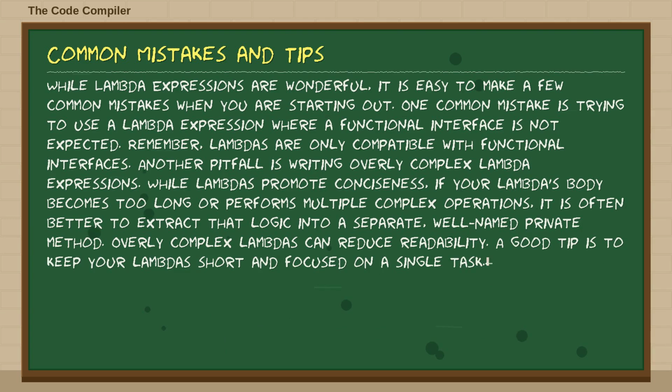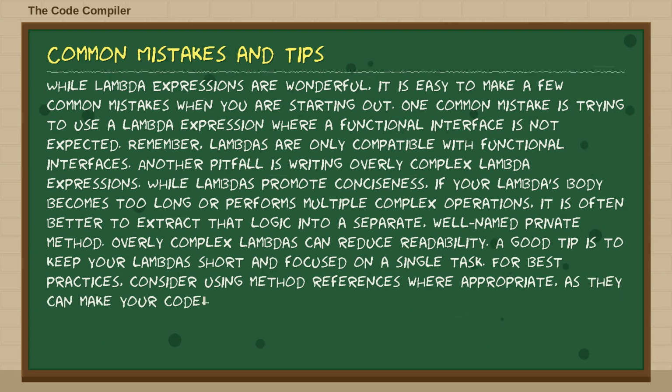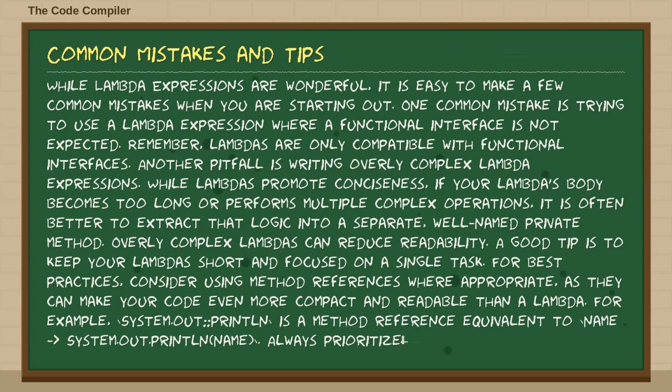For best practices, consider using method references where appropriate, as they can make your code even more compact and readable than a lambda. For example, System.out::println is a method reference equivalent to name -> System.out.println(name). Always prioritize readability and maintainability in your code.